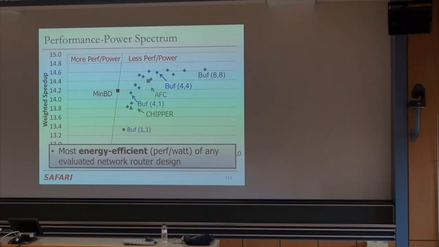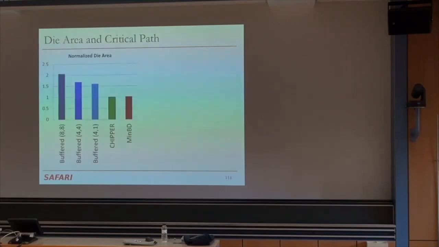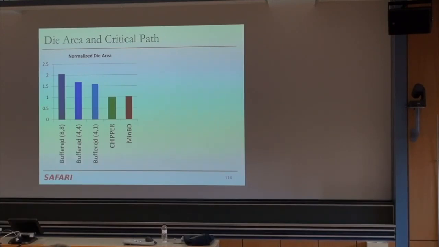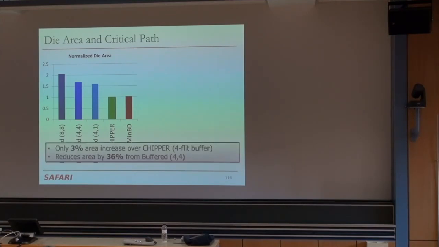Okay, so basically if you want to look at the most energy efficient network, it turns out this minimal buffering leads to the most energy efficient router design. So let's take a look at die area and critical path very quickly also. This is die area. MinBD doesn't add much compared to CHIPPER. Very little area increase over CHIPPER, and you still reduce the area significantly compared to buffered networks, as expected, right? So the trade-off is you add just a little bit of buffering to get much higher performance, but this doesn't affect your area savings significantly because your buffer is really small and you don't have all of the logic associated with managing those non-local buffers.